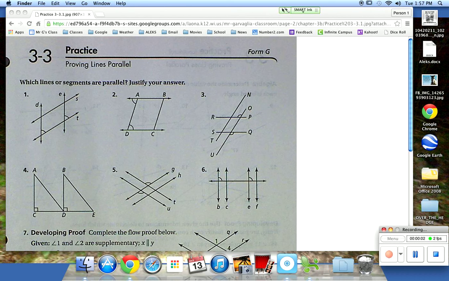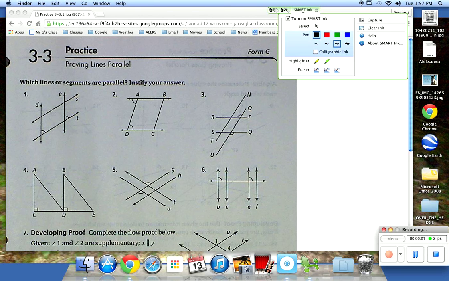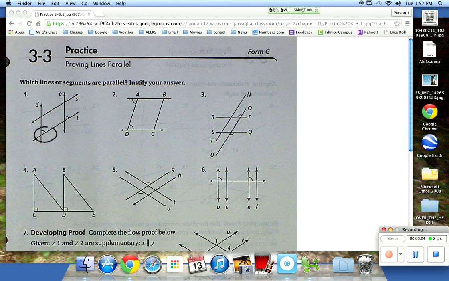All right. Which lines or segments are parallel? Can we determine which lines or segments are parallel? How can we determine which lines or segments are parallel? We notice here this angle and this angle, right?